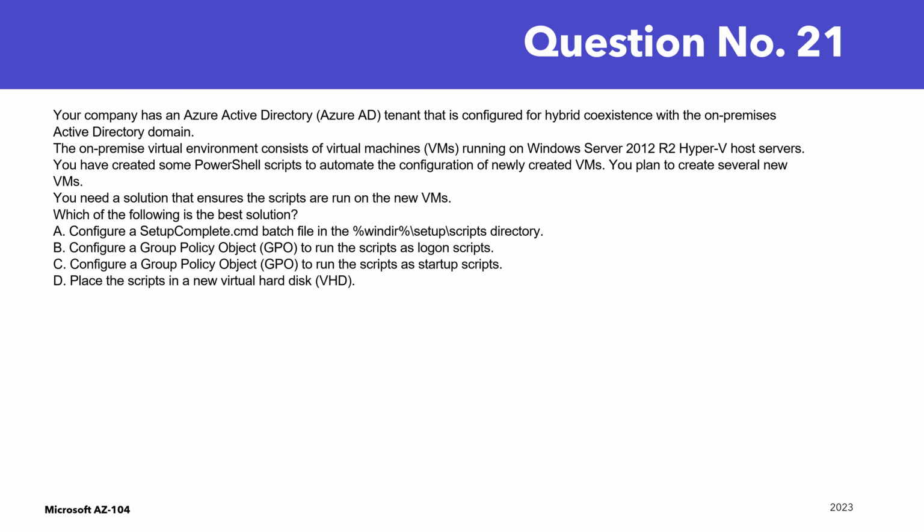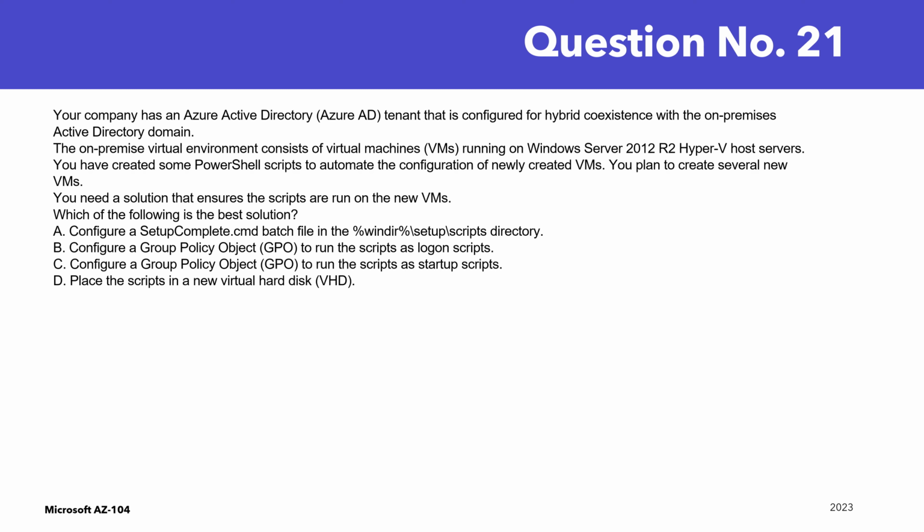Your company has an Azure Active Directory, Azure AD, tenant that is configured for hybrid coexistence with the on-premises Active Directory domain. The on-premises virtual environment consists of virtual machines, VMs, running on Windows Server 2012 R2 Hyper-V host servers. You have created some PowerShell scripts to automate the configuration of newly created VMs. You plan to create several new VMs. You need a solution that ensures the scripts are run on the new VMs. Which of the following is the best solution?